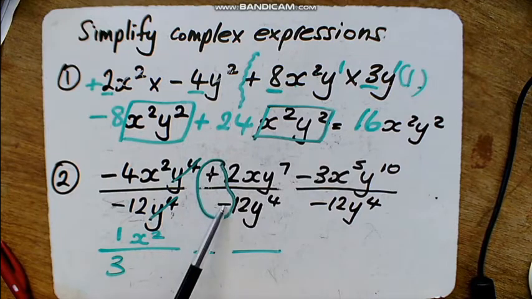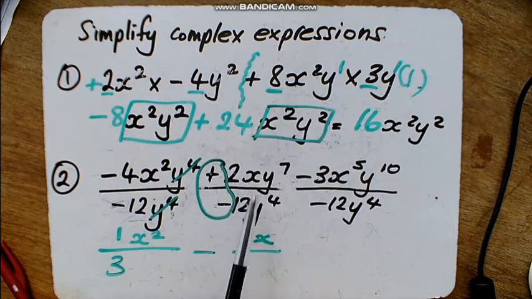A positive divided by a negative is a negative. 2 divided by 12. Don't forget, do not write decimals, but write an equivalent fraction. What will that equivalent fraction be? Yes, correct, 1 over 6. Don't forget that x divided by 1 will give us x.